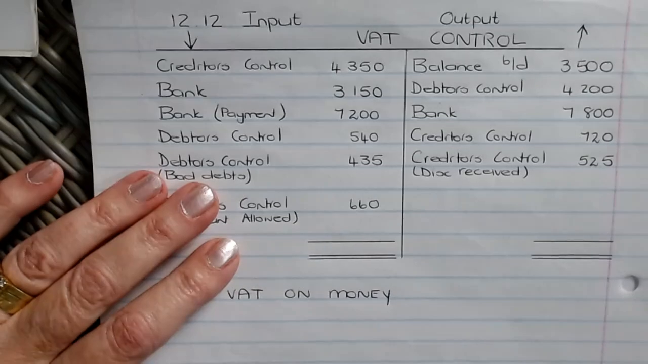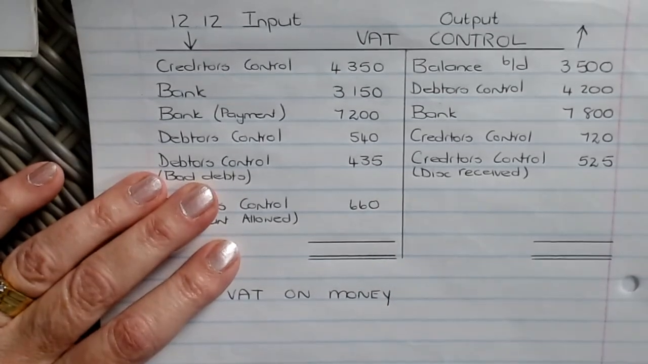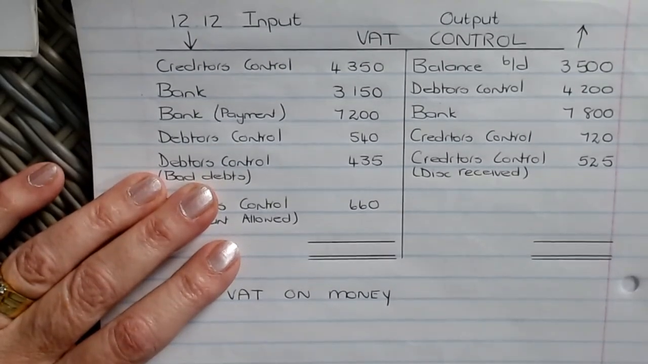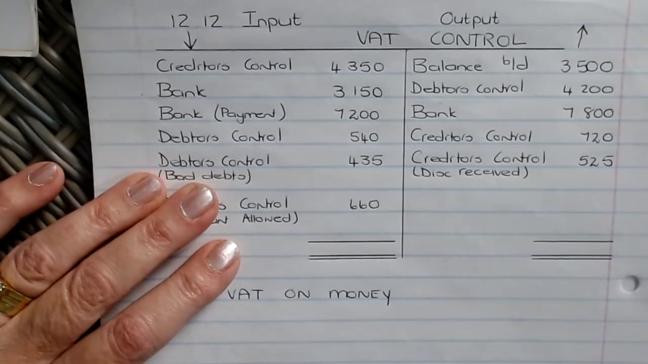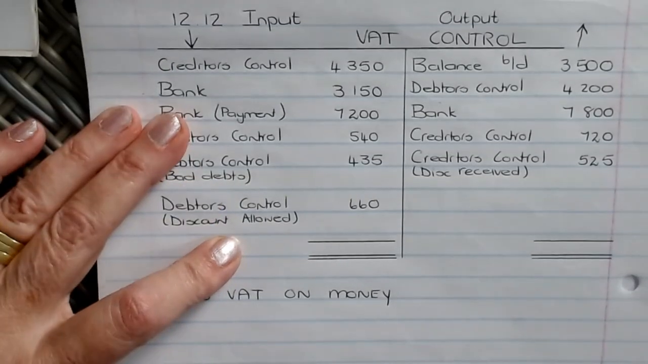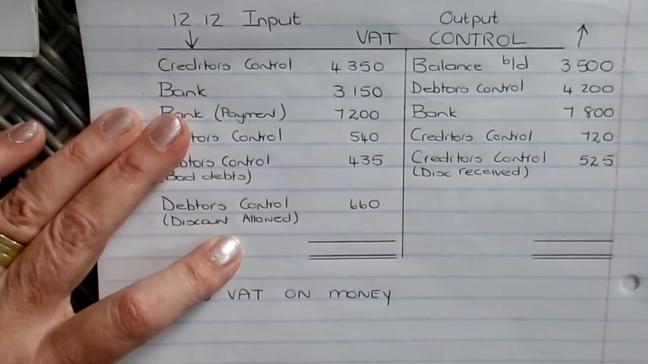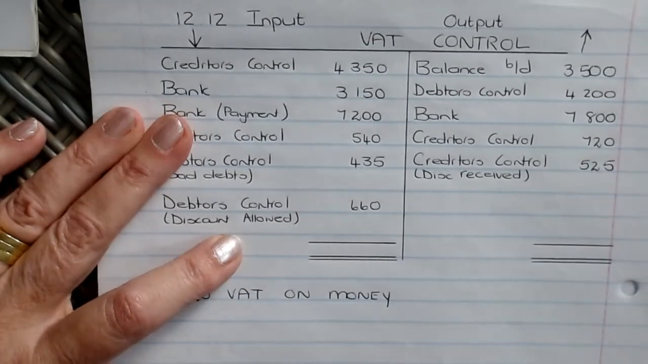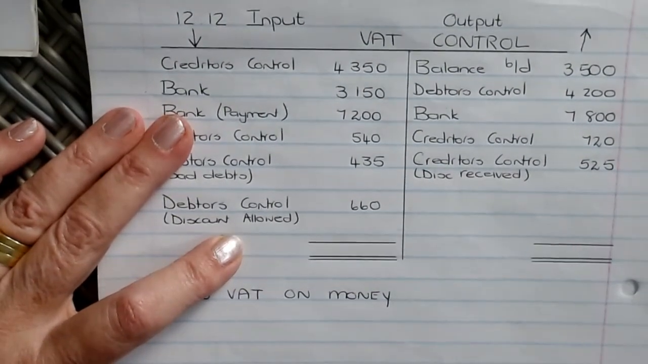So let's start. 3,500 plus 4,200 plus 7,800 plus 720 plus 525 is 16,749. What do you think? Which side is going to be the biggest? Let's quickly check the other one. Minus 4,350 minus 3,150 minus 7,200 minus 540 minus 435 minus 660. Oh, and that side is definitely bigger. So unfortunately, we count it all again.